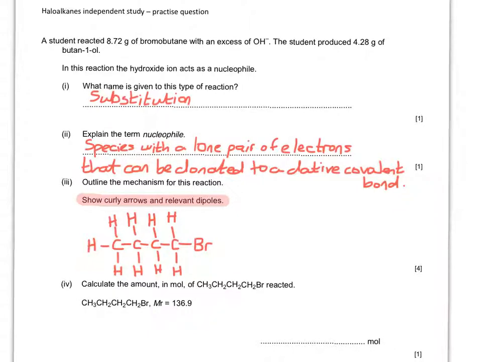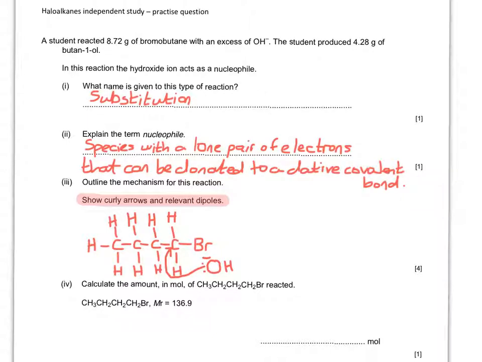So you'll notice that in the question it says bromobutane but it doesn't say exactly where the locant number is. But it does tell me that my product is butan-1-ol. So I'm going to put the bromine on the first carbon, so it's 1-bromobutane I'm going to use.